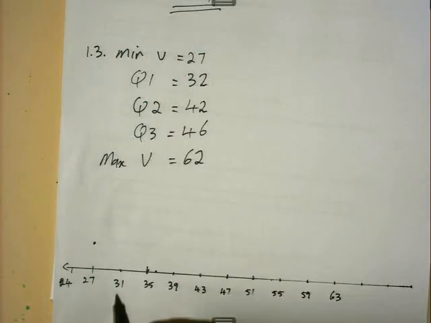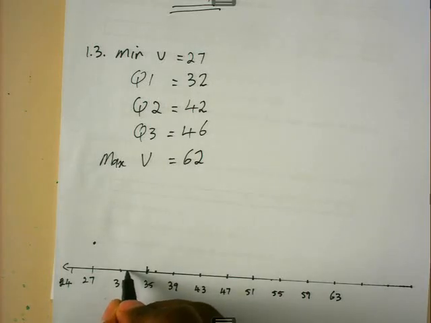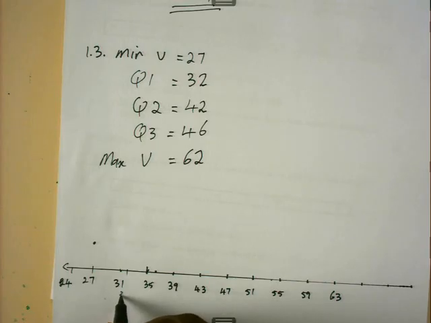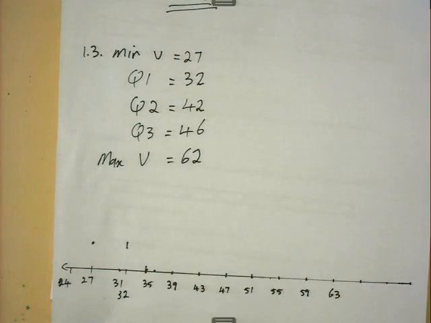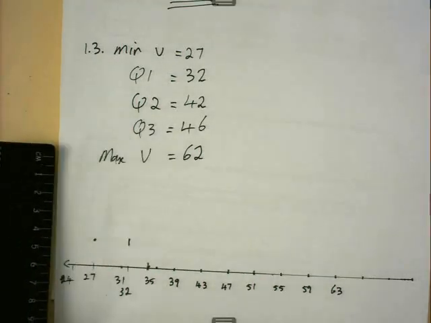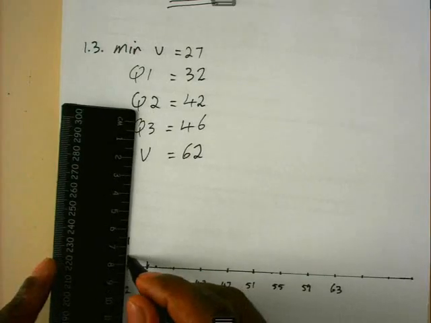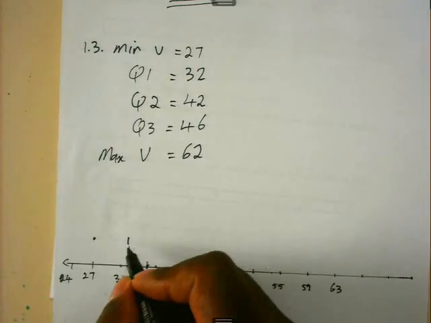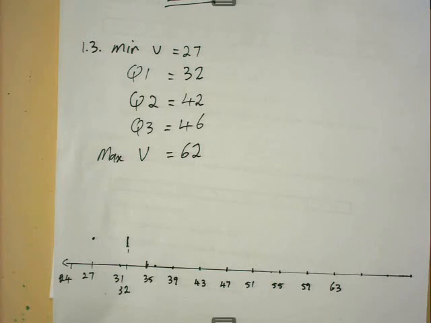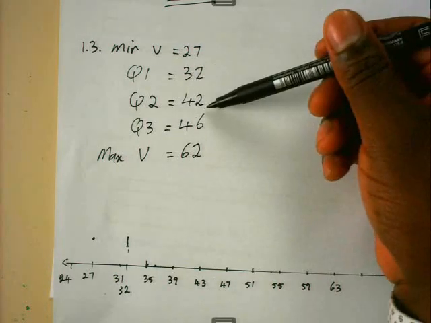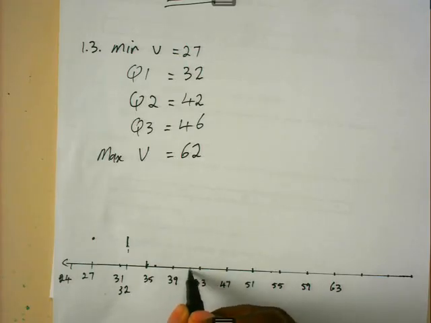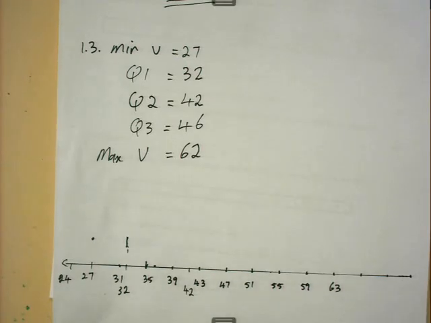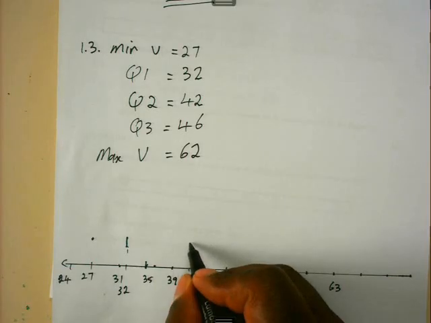Q1 is 32. Just next to 31, somewhere here, we've got 32. So directly there, that will then be Q1. Directly above 32, it's Q1. Let's check our median then. Our median is 42. We've got 43 here, and just next to 43, we've got 42. This will be our median.